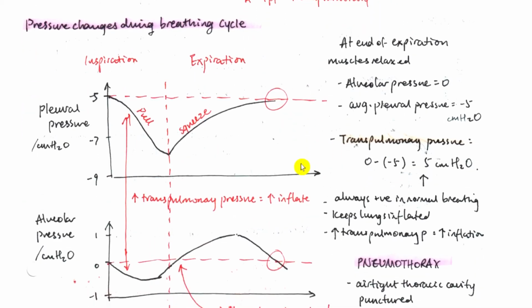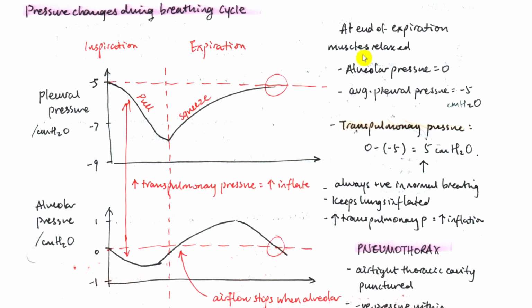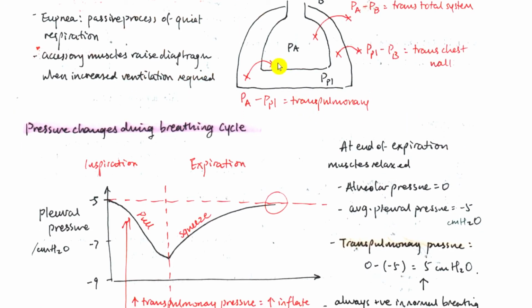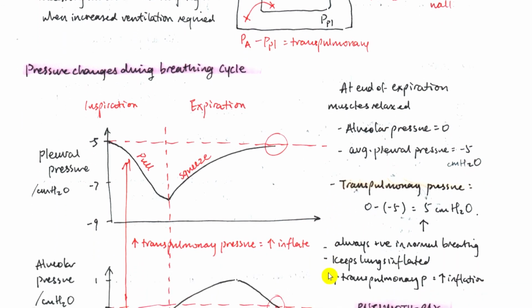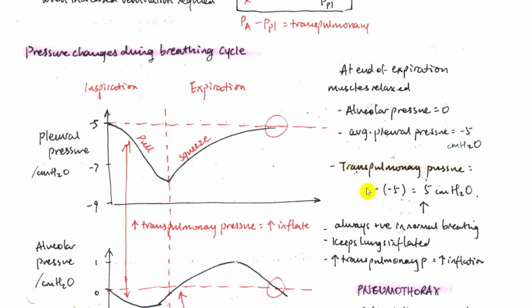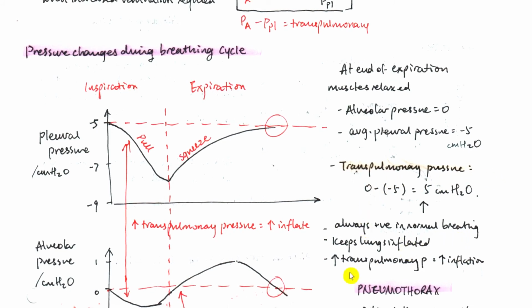Now, pressure changes during the breathing cycle. So at the end of expiration, muscles are relaxed and alveolar pressure should be 0, so it should be atmospheric pressure. The average pleural pressure is minus 5 centimeters of water. And the transpulmonary pressure, so remember transpulmonary is PA minus PPL, would be 0 minus minus 5, which is 5 centimeters of water. That would be positive, and it's important to have a positive transpulmonary pressure because that keeps the lungs inflated in normal breathing. So you can think of increasing transpulmonary pressure as increasing inflation.